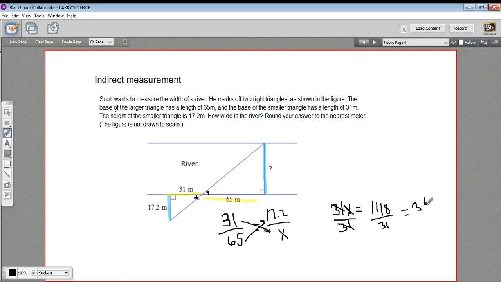And they wanted, well, it's 0.0 something. They wanted us to round to the nearest meter, so 36 will do. So this river is 36 meters across. So that is how to use similar triangles and a proportion to measure something indirectly.